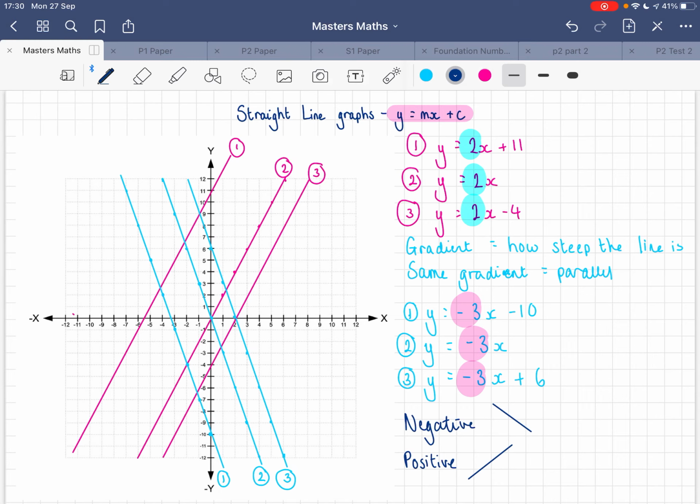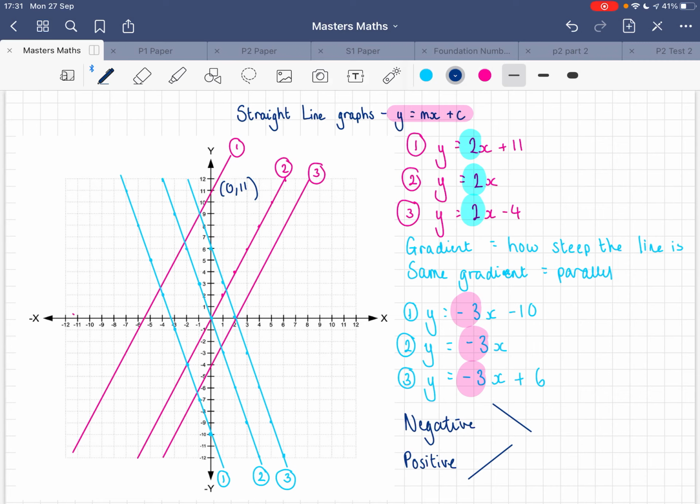Now, the other part of the line, so we've got 2x plus 11 up here, this first pink line, which is this one. Okay, we know the 2 is telling us the gradient. It's telling us how steep the line is. The 11 is telling us something as well, though. If we look at where the line is crossing the y-axis, it is crossing at 0, 11. It is crossing the y-axis at the coordinate 0, 11.